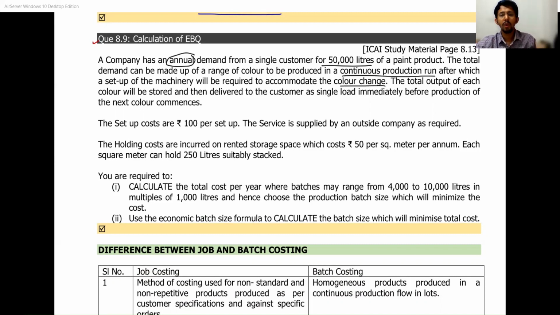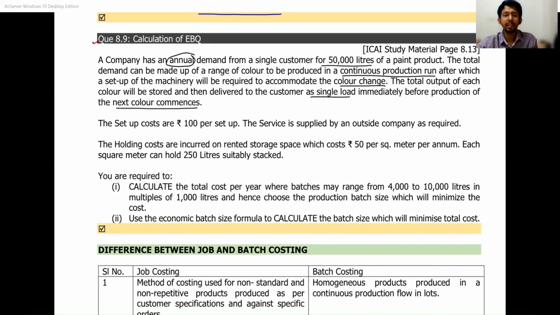So what happens is, once you start production of one particular production run, if you want to change the color, then you will have to move to the next run. Okay. And for each run, there will be additional setup cost that is incurred. Now, the total output of each color will be stored and then delivered to the customer as a single lot immediately before the production of the next color commences.